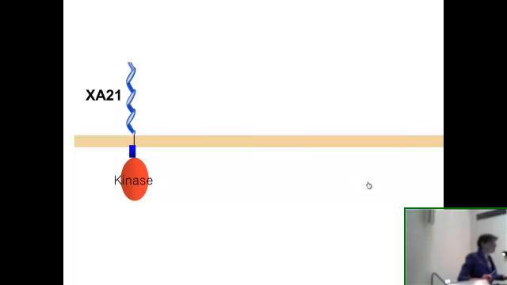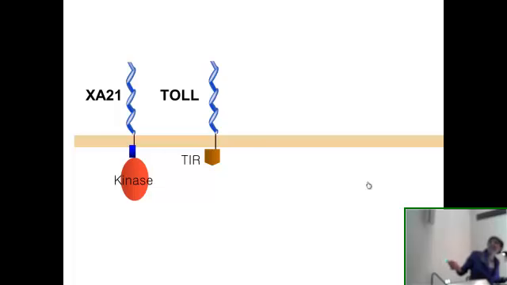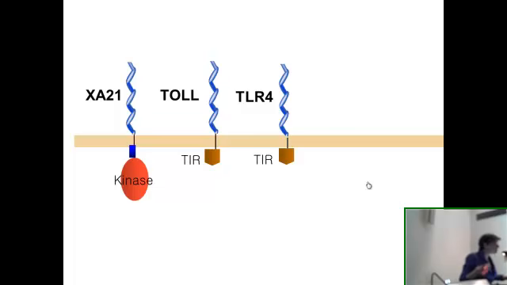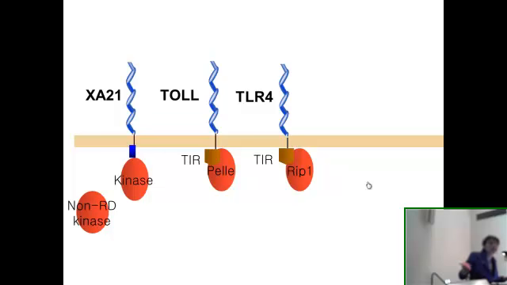I still remember the day when the Toll paper came out. We all remember the fly. And I remember my colleague calling me up excitedly: you have to look at this paper. And indeed, it had a remarkably similar structure, with the extracellular leucine-rich repeat, but it had this TIR domain. And as we know, TLR4 had the same structure. And we also know that these associate with kinases via adapter proteins.